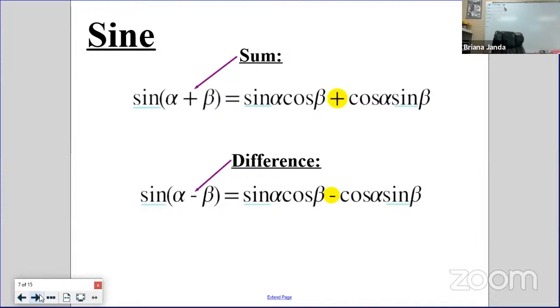What we do with sine is no different. Your formula is just slightly different. The biggest difference is you've kind of got mixed units here. So this is sine of a sum, and your formula goes sine of the first, cosine of the second, plus cosine of the first, sine of the second. You need to be a little bit more careful with this particular formula as you go to set it up, because order will matter a little bit.